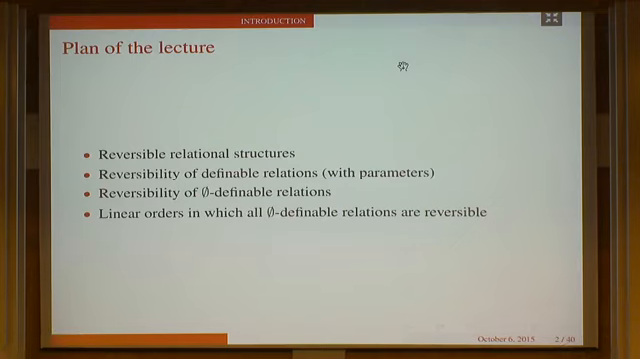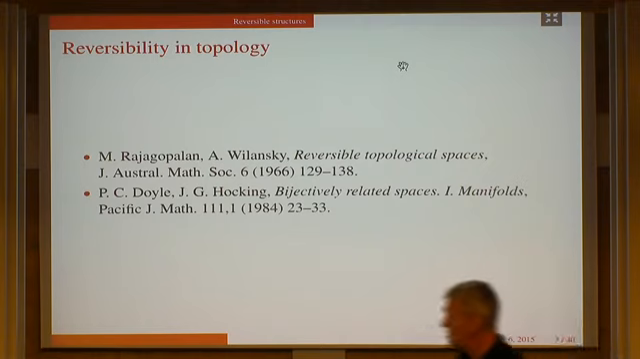What is reversibility? This is a property of mathematical structures which seems to me very forgotten in some way, although it is a basic property, in fact, in the sense that a lot of basic structures have this property. So let us give reversibility a chance. Reversibility was first considered in general topology, by Rajagopalan and Wilansky in 1966, and about 20 years after by Doyle and Hawking.